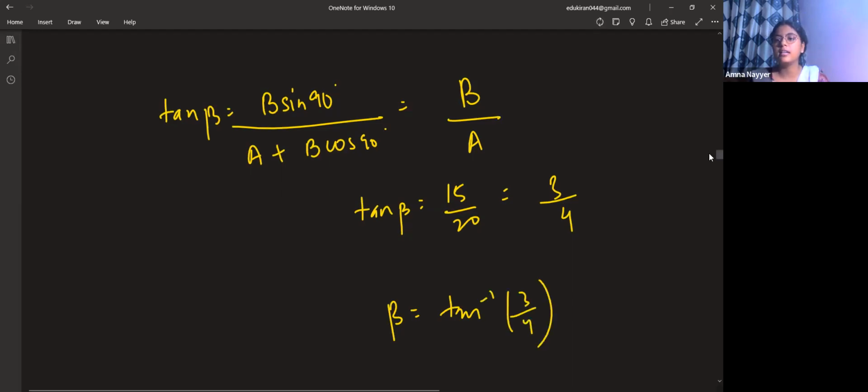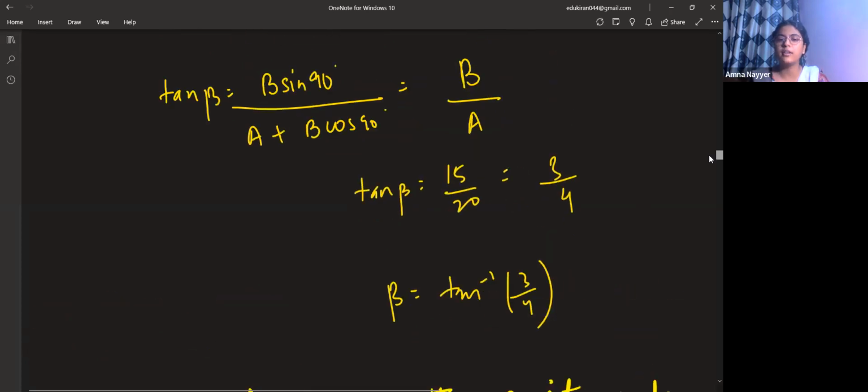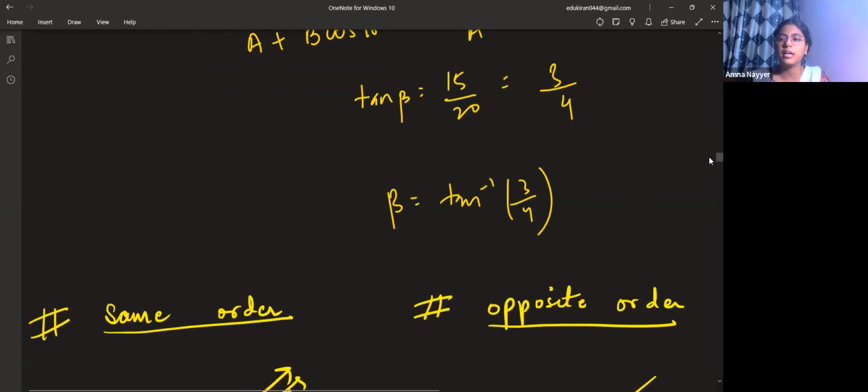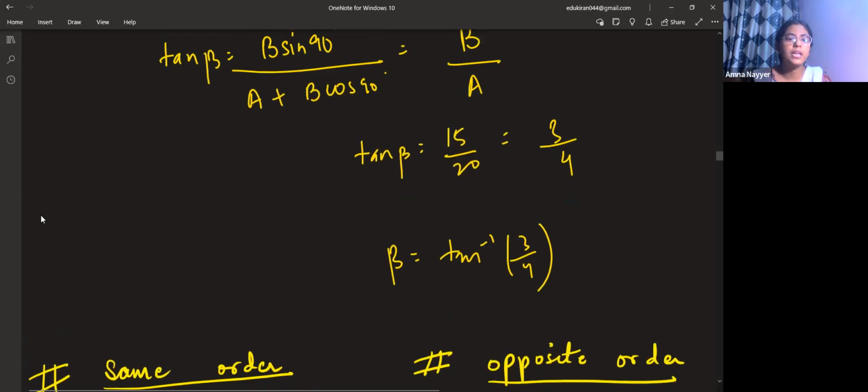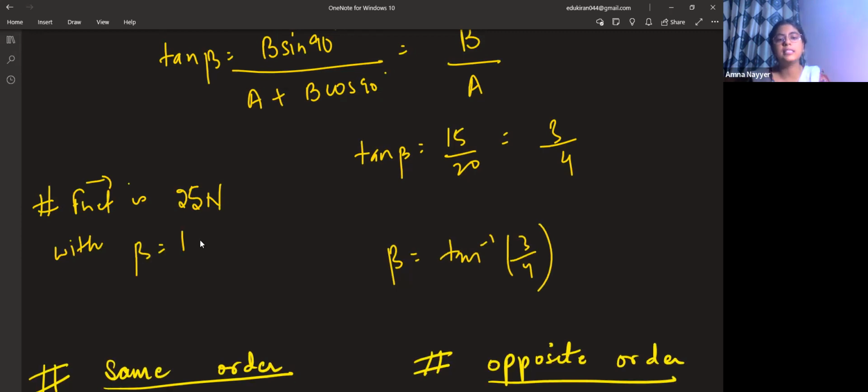So what is the resultant that I'm supposed to write? The value of resultant. Here, let me write it. Final answer is F net is 25 Newton with beta as tan inverse 3 by 4. This is my complete answer.